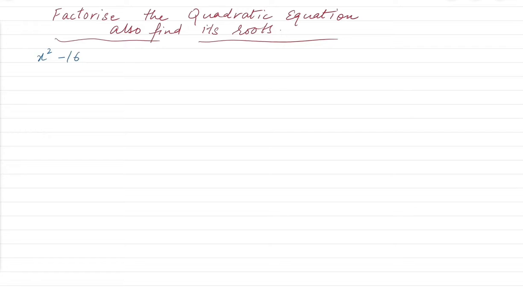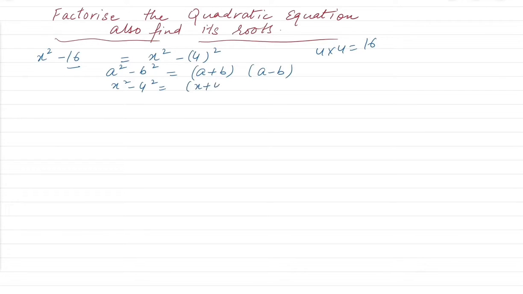If we have the equation of the form x square take away 16, here we can write this as x square equals 4 square, which is 4 times 4, which is equal to 16. Now a square minus b square, we know that it's a plus b into a minus b. So x square minus 4 square is of the form a square minus b square. This can be written as x plus 4 into x minus 4. So these are the factors of the quadratic equation.